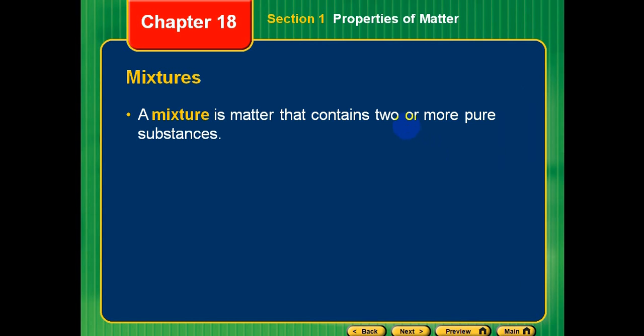And now we will move to mixtures. Mixtures are not pure substances. They are not made of only one kind of substance. They can be made from many substances together, and they don't have a clear or fixed composition like compounds. A mixture is matter that contains 2 or more pure substances. When you mix 2 things together, or maybe more, then you have a mixture.